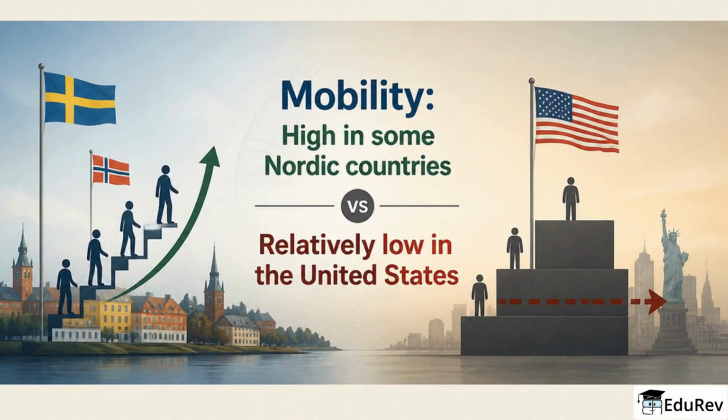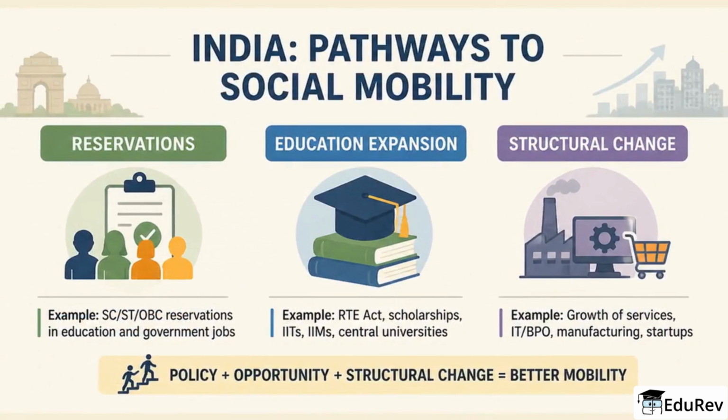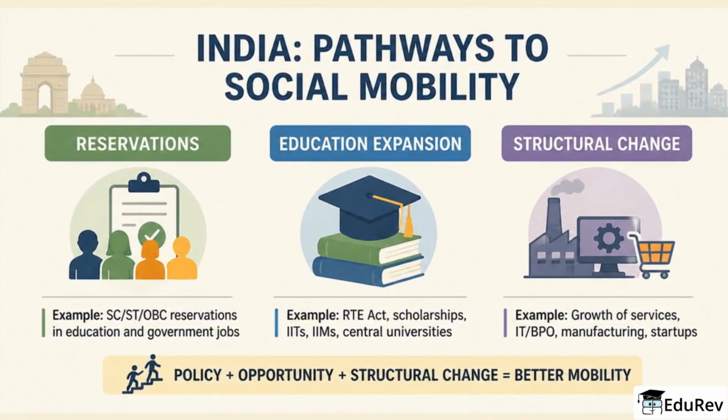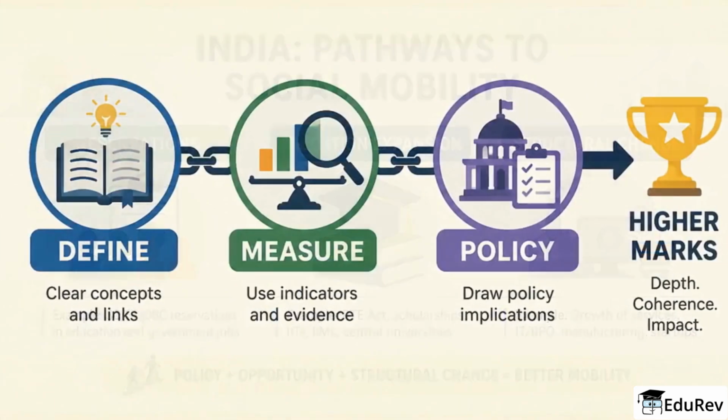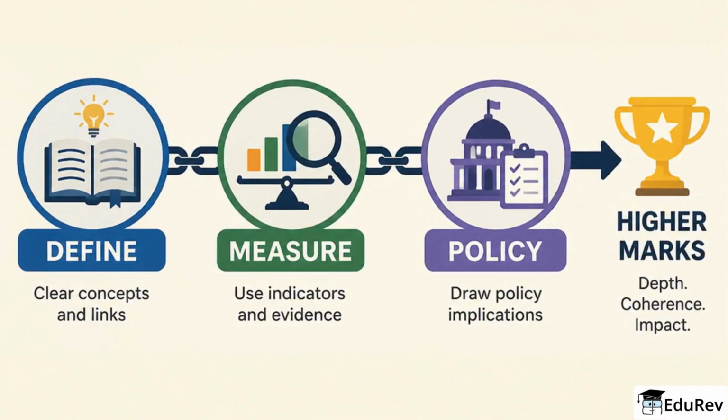Empirical studies show mixed patterns. Some Nordic countries display high mobility, while several analyses suggest relatively low mobility in the United States. For India, discuss how reservations, education expansion, and structural change have affected mobility and support your point with examples of policy and sectoral shifts. In an answer, link definitions to measurement and then to policy. That chain shows depth and coherence and helps fetch higher marks.